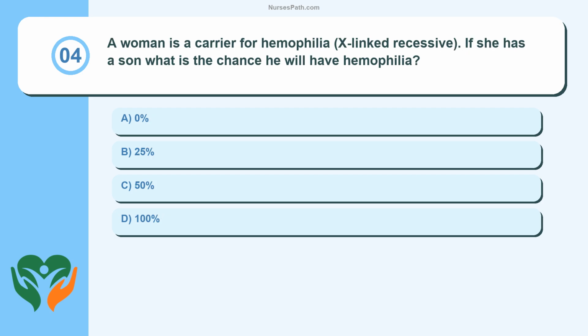Question 4. A woman is a carrier for hemophilia, X-linked recessive. If she has a son, what is the chance he will have hemophilia? 0%, 25%, 50%, 100%.